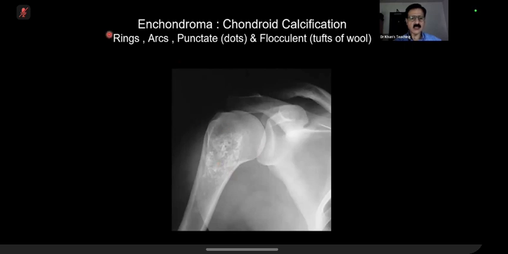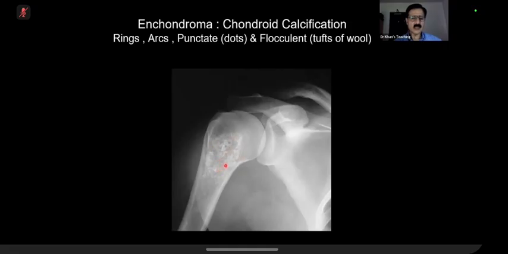This calcification is ring shaped. They are rings, arcs, punctate. Punctate is like dots, and flocculent, tufts of wool. So these are the words to be used. Ring and arc is the most common.